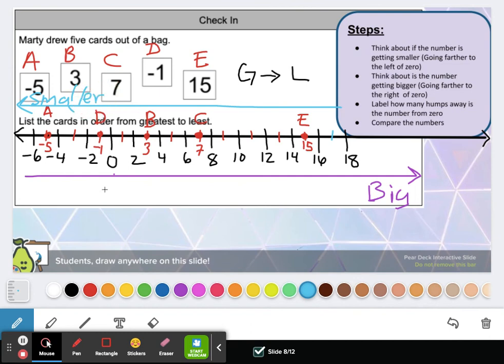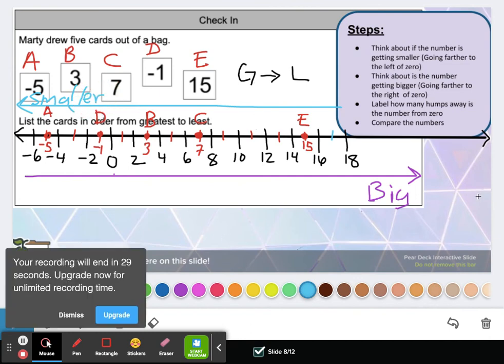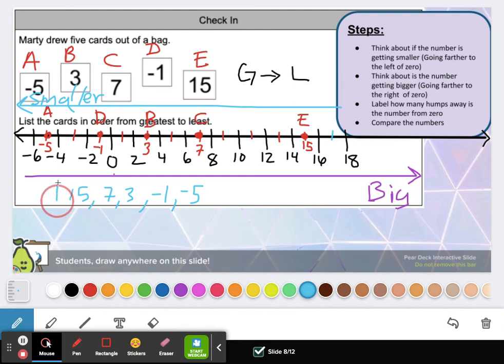Okay. So if I'm going from greatest to least, I'm going to go backwards. So then I'm just going to copy how I plotted it. So it's going to be 15, 7, 3, -1, and -5. Okay, so this is going from greatest to least. Okay, and this right here would be my answer.